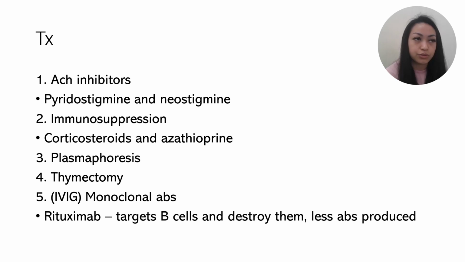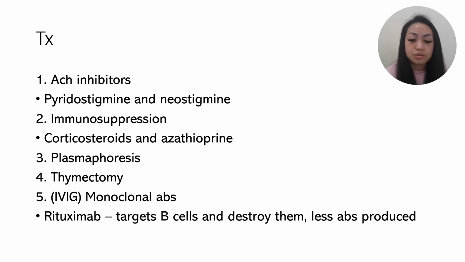We can also use plasmapheresis. So this is like filtering out the autoantibodies from the plasma of the patient, so that they can't tag and attack the acetylcholine receptors or the muscle-specific kinase, things like that. So number 4 is thymectomy. If they have a thymoma, a tumor in their thymus gland, we need to take it away because there's a strong link, I told you, between thymomas and myasthenia gravis.